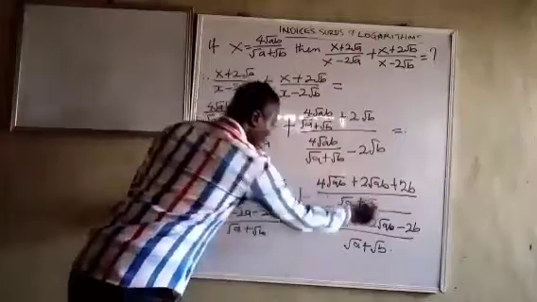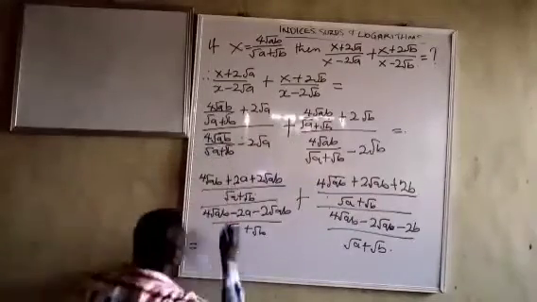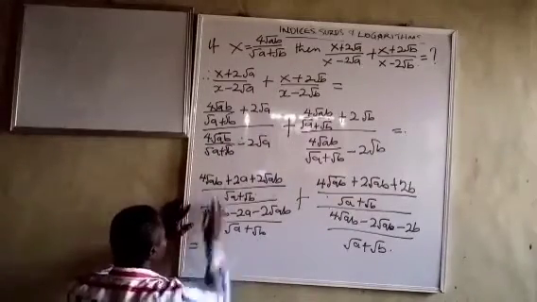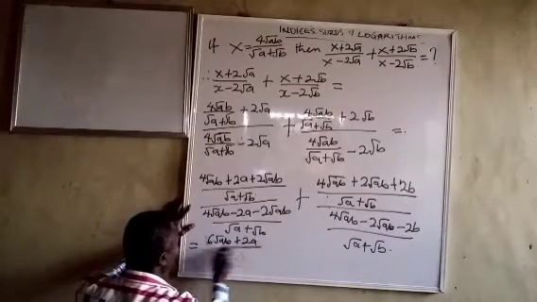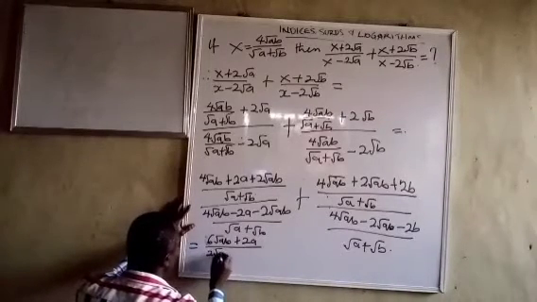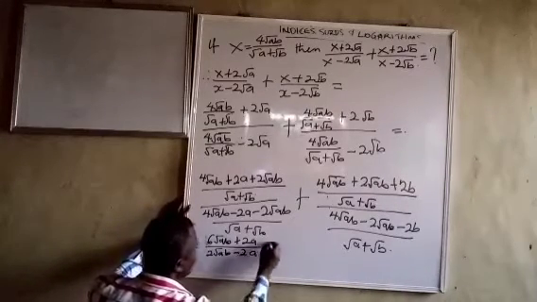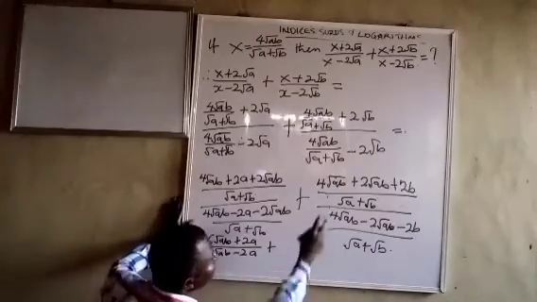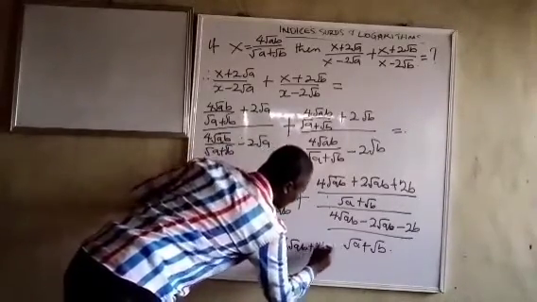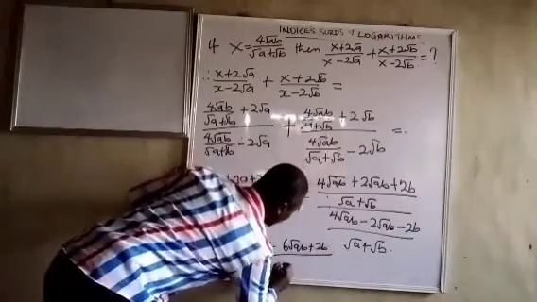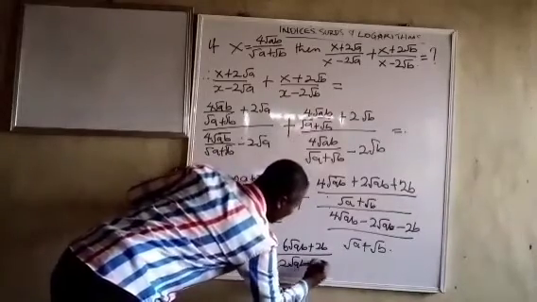Therefore, this one will cancel this, this one will cancel this. So at the end of the day, you are going to have 6 root AB plus 2A over 2 root AB minus 2A, plus 6 root AB plus 2B over 2 root AB minus 2B.